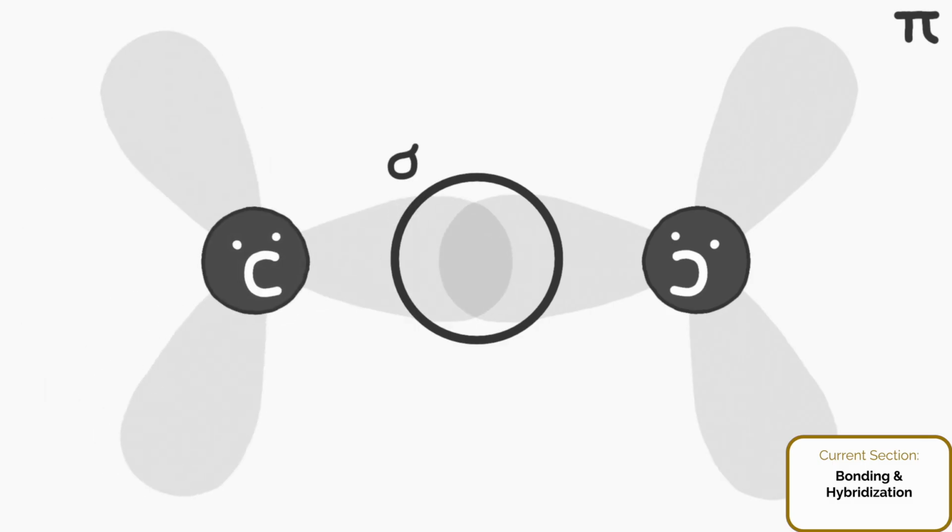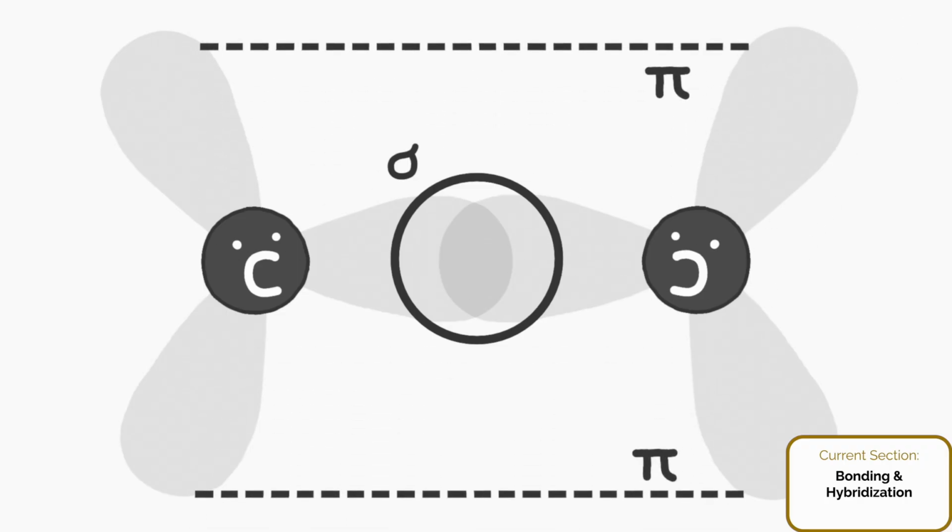Pi bonds are formed after a sigma bond in double or triple bonds only, created by side overlap of p orbitals. These are weaker than sigma bonds due to less effective overlap and prevent rotation around the bond axis. A double bond is one sigma bond and one pi bond, and a triple bond is one sigma bond and two pi bonds.